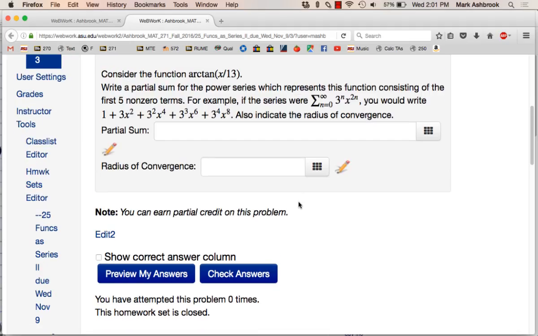So we've got to write arctangent of x over 13 as a power series, and all we know so far is things that are like a geometric series, right? A over 1 minus r. That's all we know so far. So how is this related to that form, a over 1 minus r?